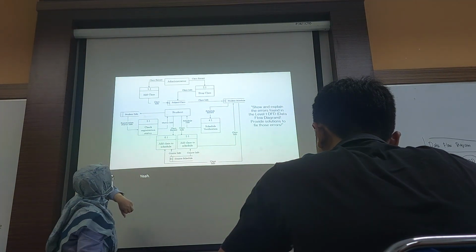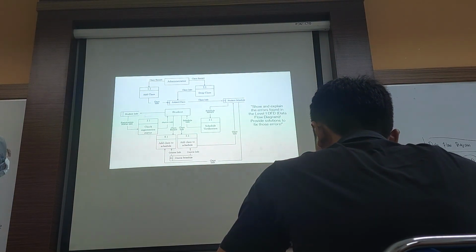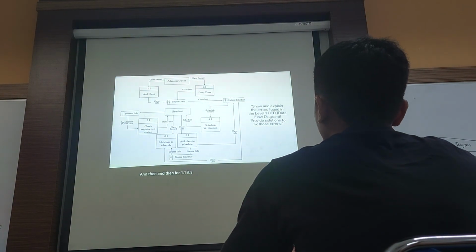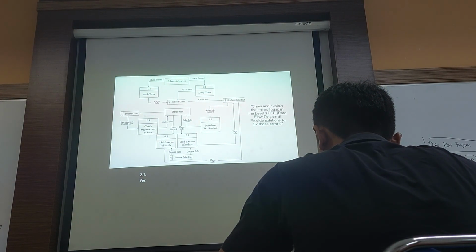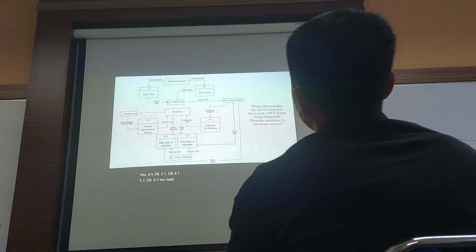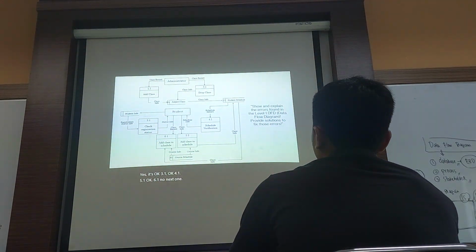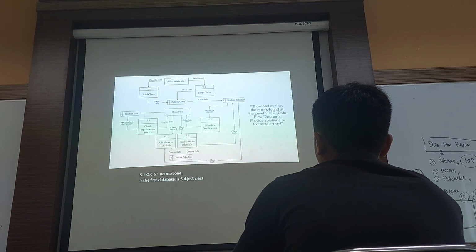Okay. And then for 1.1, it's okay. 2.1, yes, it's okay. 3.1, okay. 4.1, drop class, okay. 5.1, okay. 6.1, no. The next one is about the database. The first database is subject class. Is it okay? Okay.